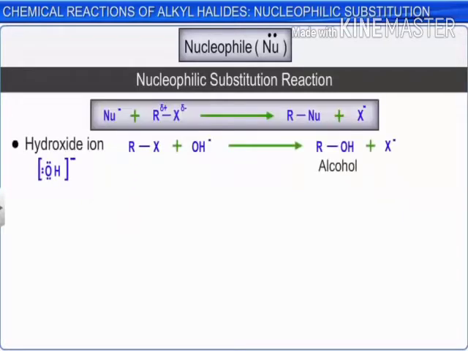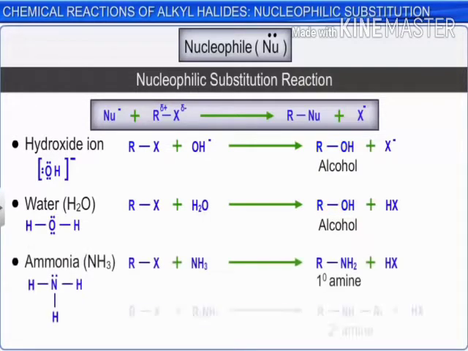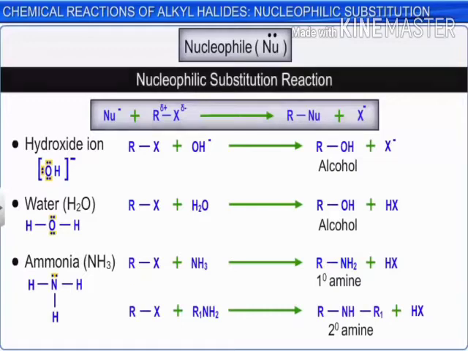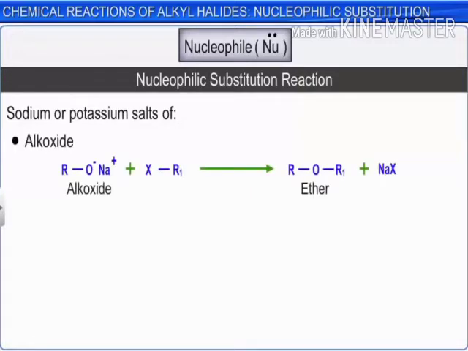Common nucleophiles include the hydroxide ion and water, both of which react with alkyl halides to make alcohols. Ammonia and substituted amines are used to convert alkyl halides into amines. Note the lone pairs on each formula. Sodium or potassium salts of alkoxides can be used to make ethers from alkyl halides.